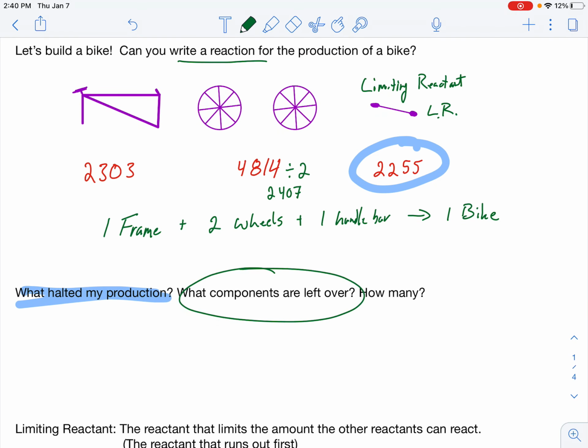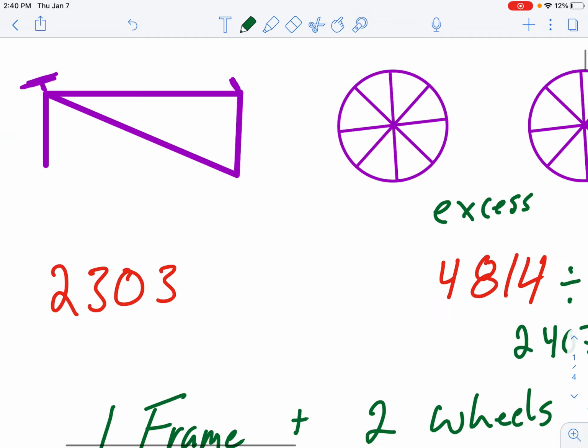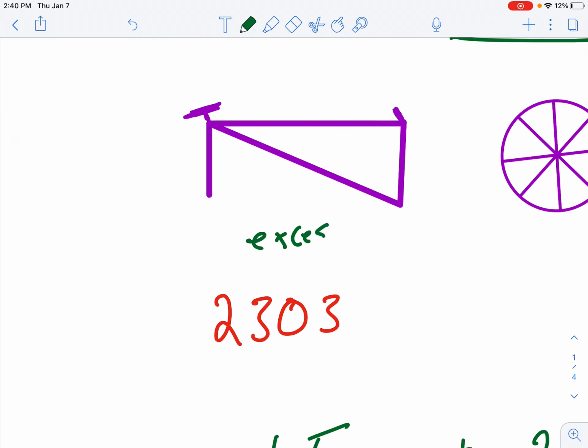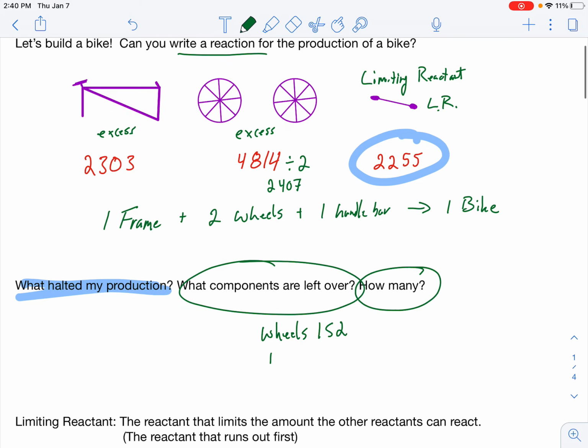The components that are left over, we call these the things that are in excess. All right. And we can figure out how many are left over by some simple subtraction, right? You have how many you have in excess, you subtract your limiting, and that'll give you what's left over. In this case, we have 152 wheels left over. All right, so wheels would be 152. And for my bike frames, I get, I think, 28.